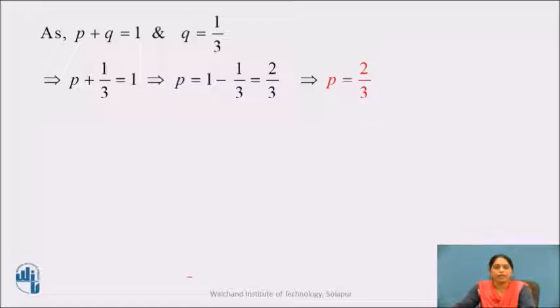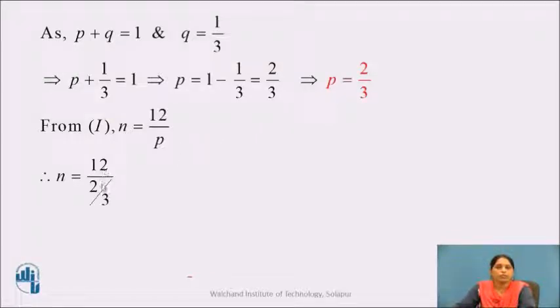Now, we want to find out the value of n. From equation 1, we have n equals 12 by p. Let us substitute the value of p as 2 by 3 here. So, we get n equals 12 upon 2 by 3. Now, the denominator goes to the numerator, which gives us 12 into 3 upon 2. So, we get the value of n equals 18.